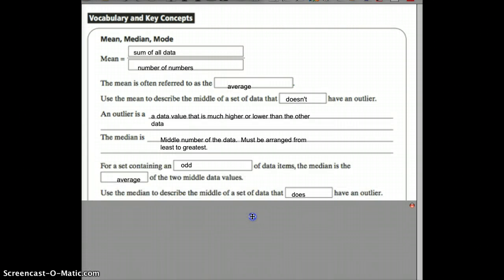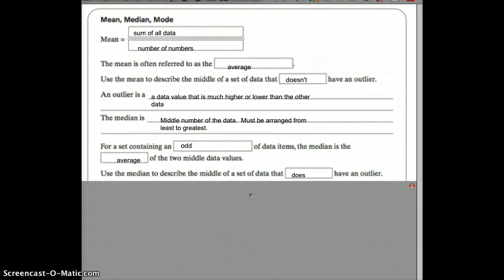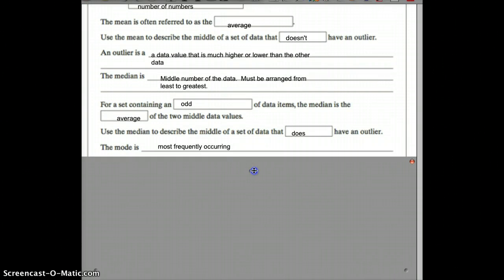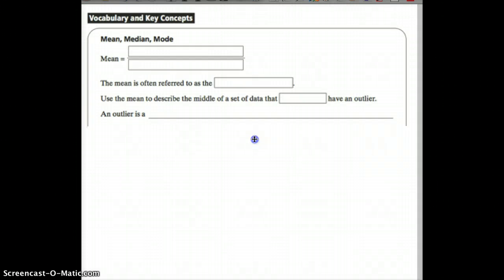And we're going to use a median. A median's better when you do have an outlier to describe the middle of your data. And then our final is the mode, and the mode is the most frequently occurring.